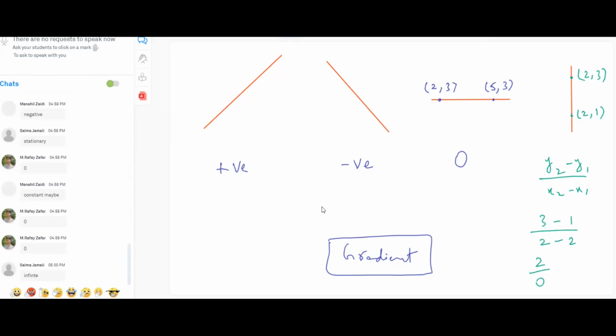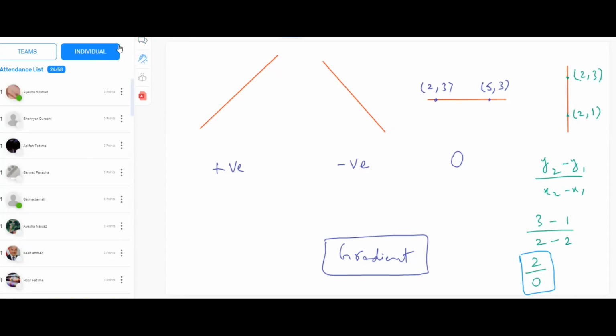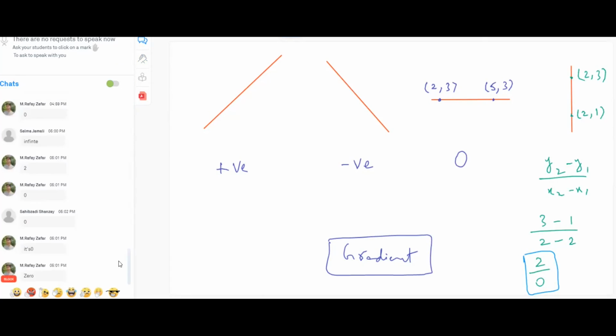And what is this value, by the way? Does anyone know what 2 over 0 is? What is 2 over 0? 2, Rafi? Okay. 2 or 0? Choose one. Okay, Rafi is saying 0 now. Shanze is saying it's also 0. Okay. Any other guesses? Is it 2? Is it 0? Is it something else?